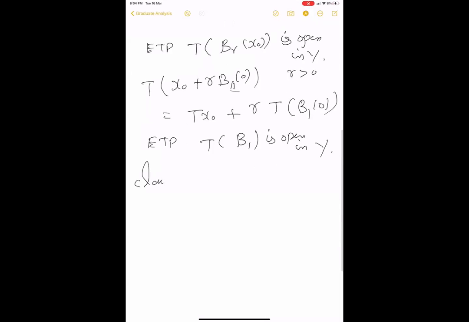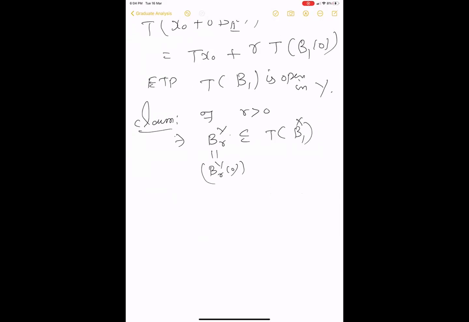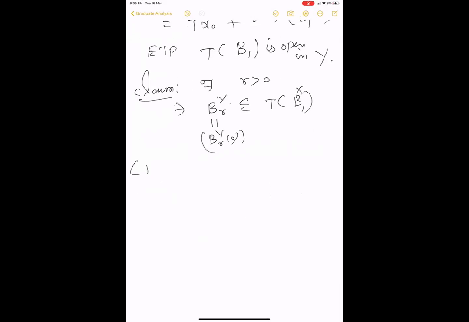Now the claim is the following. I want to prove that this is open. For that, I have to prove that every point has an open ball around it which is contained in it. That's what the definition of open means. The claim is there exists an R greater than 0 such that B_R, the open ball, when I don't write the center, the center is 0, is contained in T of B_1(0). I take the unit ball in X, and the image of the unit ball contains some open ball. It is enough to prove that. I am claiming this.